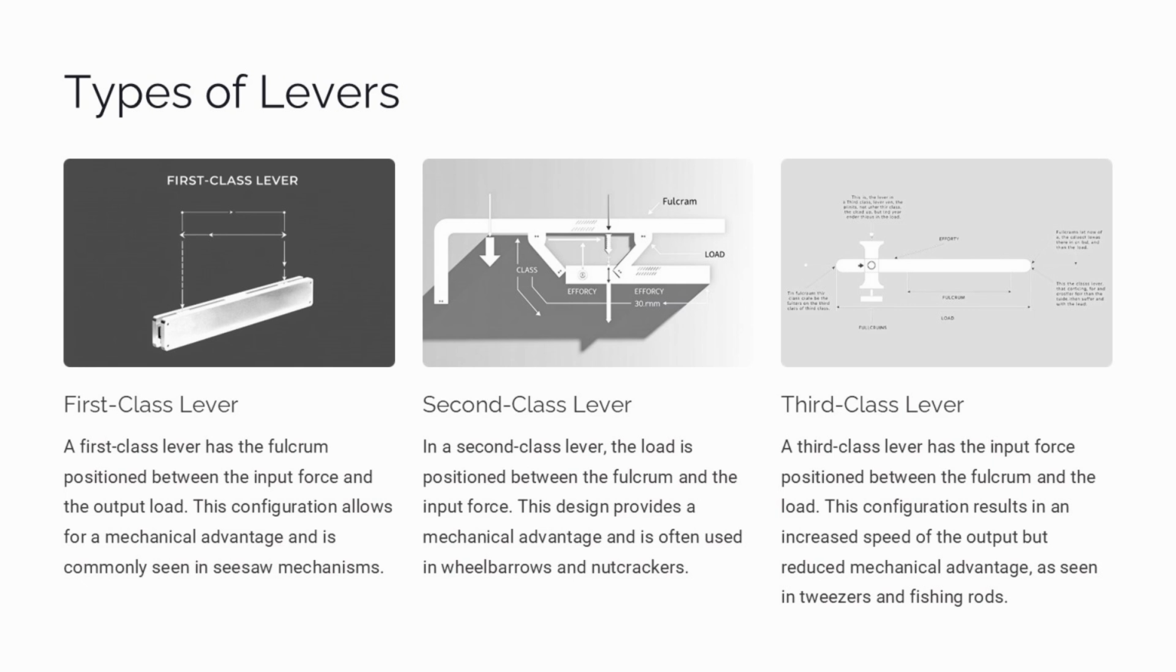The key difference between these three types of levers is the positioning of the fulcrum, input force, and load, which determines the mechanical advantage and speed of the output. Understanding these three lever classes is important for designing and using simple machines effectively in various applications.